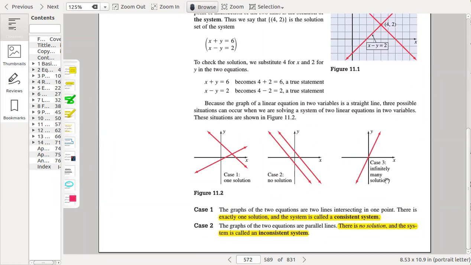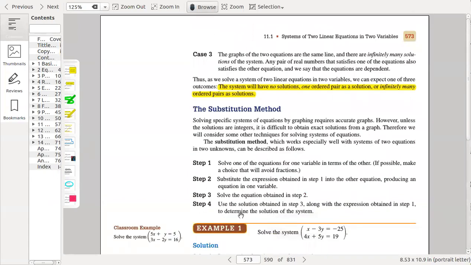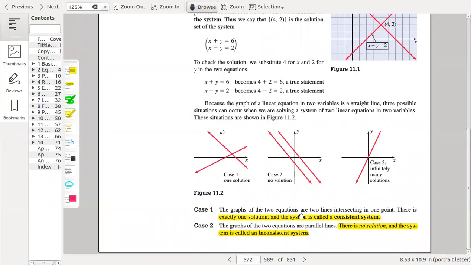So then we can have infinitely many solutions. In case one, the graph of the two equations is two lines intersecting in one point. So there is exactly one solution, and the system is called a consistent system. And in case 2, the graphs of the two equations are parallel lines. So there is no solution and the system is called an inconsistent system.